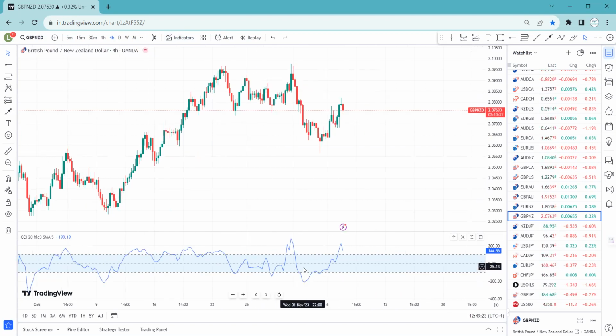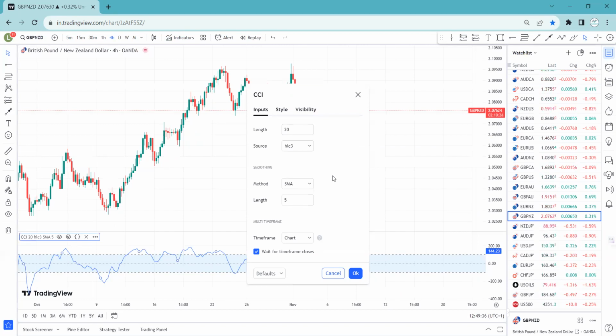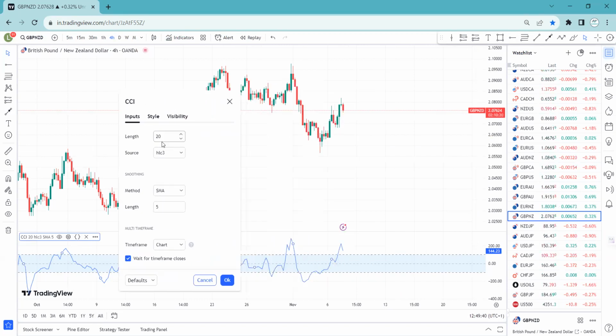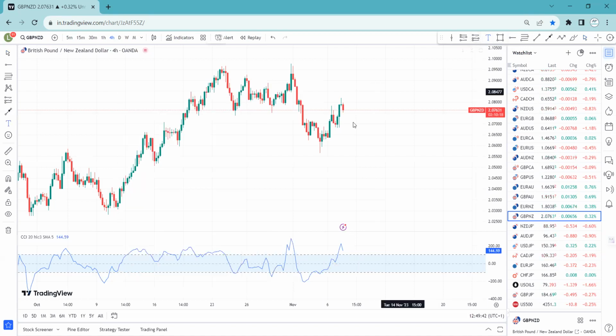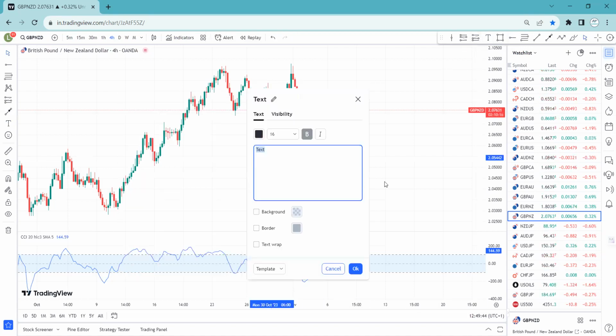Now, some people would ask, what are your special features? No problem, I'm going to tell you my special features when using the commodity channel index. So let's go over to the settings. First, the period I'm going to be using is the period 20. Let me just spell that out for you first.